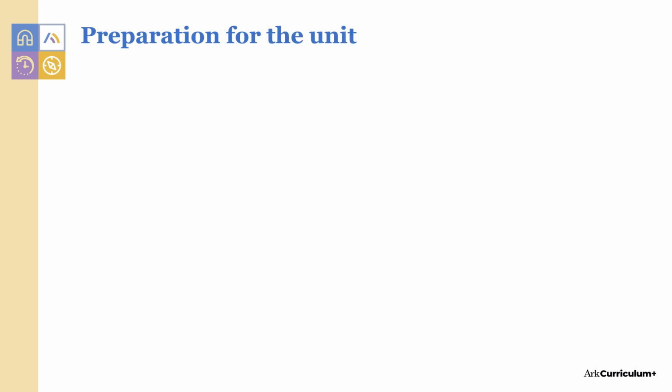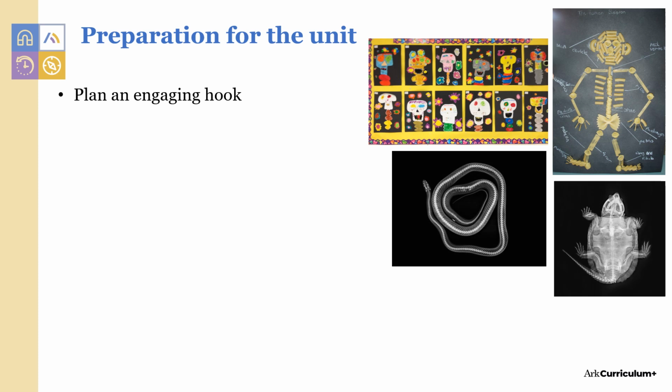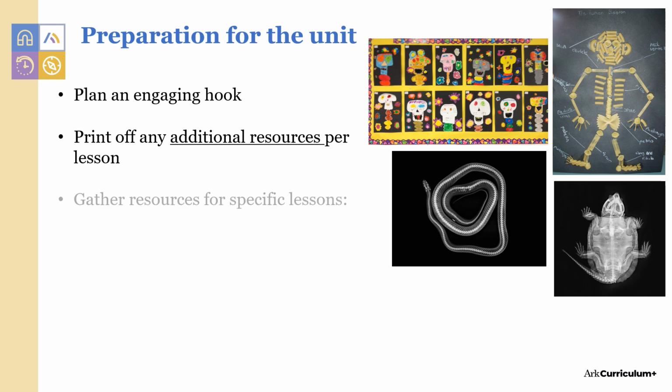Besides reading through the resources for this unit to prepare, you could also plan an engaging hook for pupils to get them motivated about the learning to come. And this could be in an art form, or it could be looking at different types of skeletons, or something exciting and interesting. Print off any additional resources per lesson. You could do this just at the start of the unit or lesson by lesson. Not every single lesson will have an additional resource, but double check before you teach just in case it does.